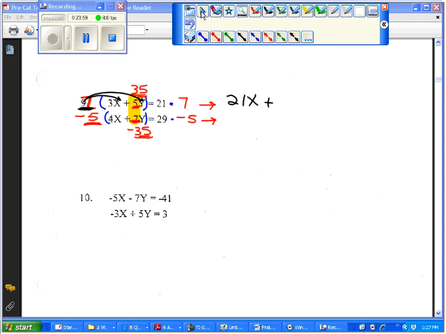7 times 5y is 35y, and it's positive. And then 7 times the 21 is 147. On the bottom, we're distributing a negative 5. Negative 5 times 4 is negative 20x. Negative 5 times 7 is minus 35y. Negative 5 times 29 is negative 145.